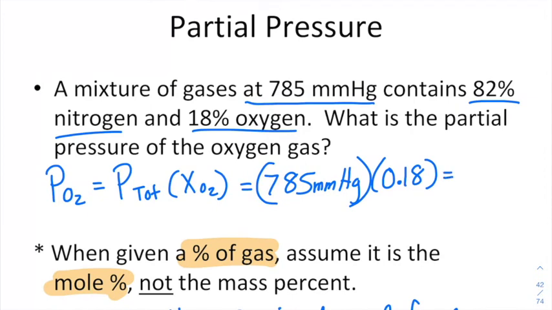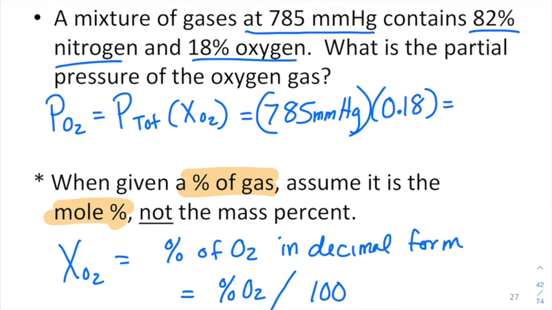All right, go ahead and take a moment and find our partial pressure of O2. Anyone find that partial pressure of O2? All right, so it looks like Andrew got 0.18. Anybody else get something similar or different? So you're taking 785 and you're multiplying it by 0.18.